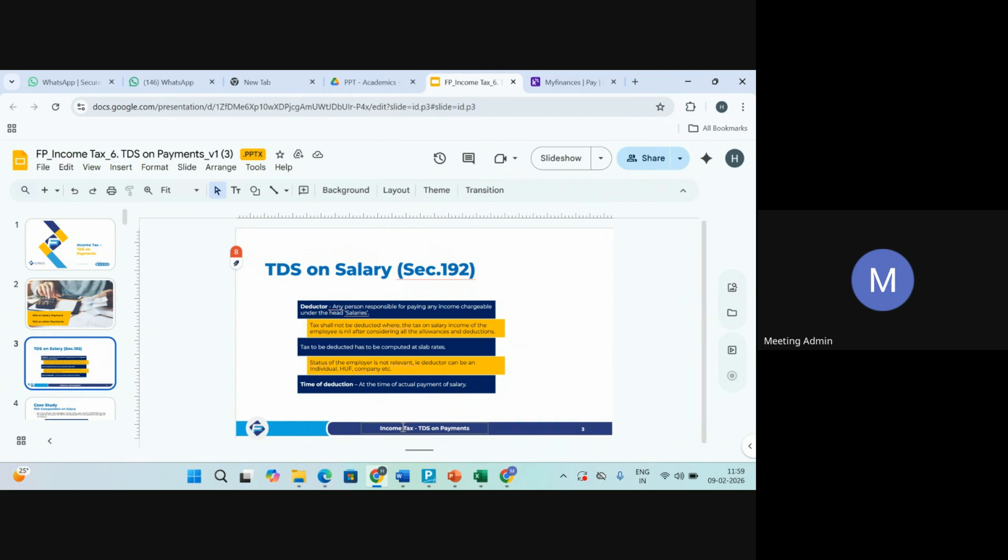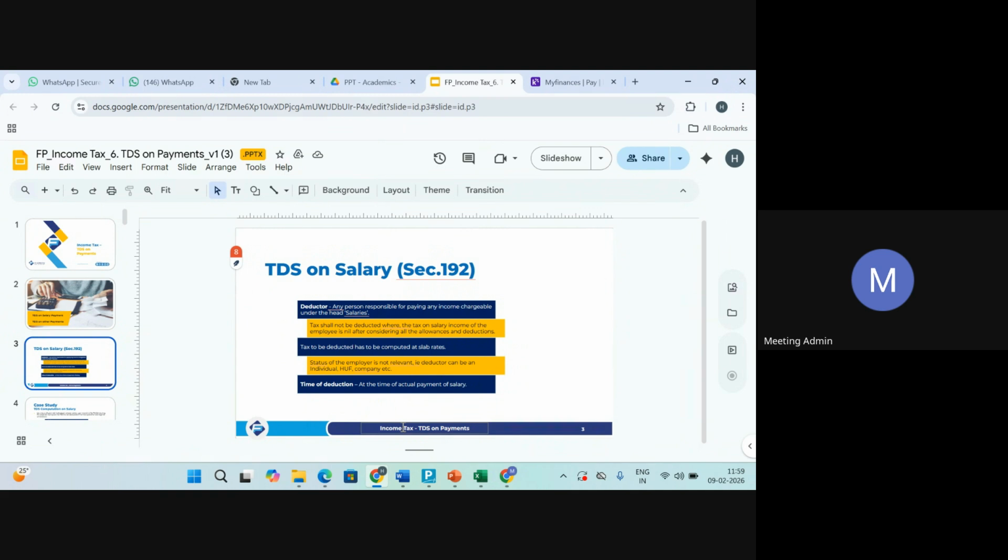Since we have a slab rate, based on the slab rate we are going to deduct tax. Tax will be deducted as computed at slab rates. The status of the employer is not relevant. The deductor can be an individual, a Hindu undivided family, a company, etc. So the status of the employer is not relevant.